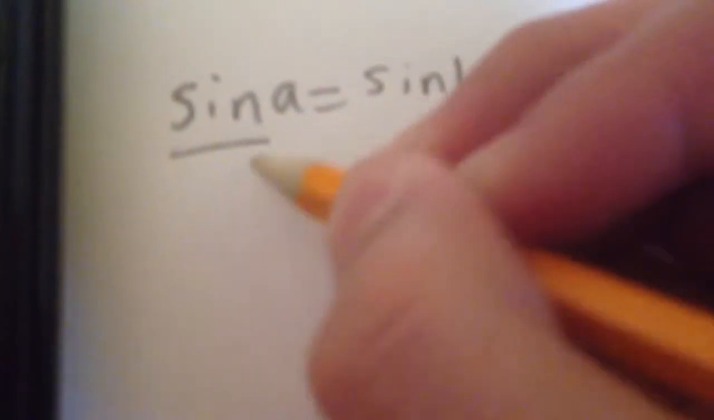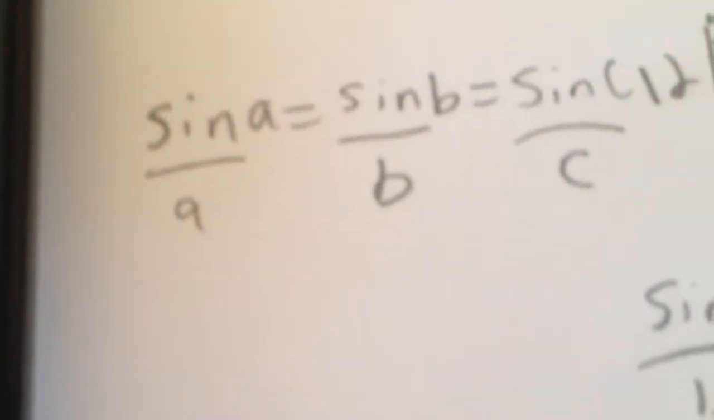So let me show you right over here. You can actually write it in 2 ways, depending on if you want to find a side or a degree and what's easier. So let's just go with degrees right now. Sine of A is equal to sine of B is equal to sine of C. But that's not it. Now, at the bottom of each, you have to divide it by its side: A, B, and C. And that is the law of sine.